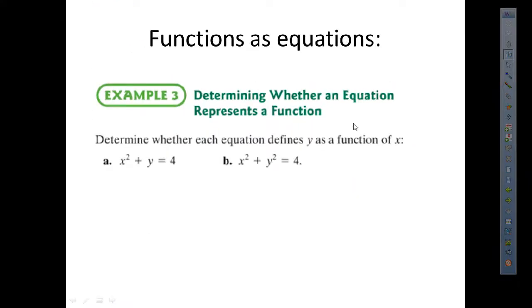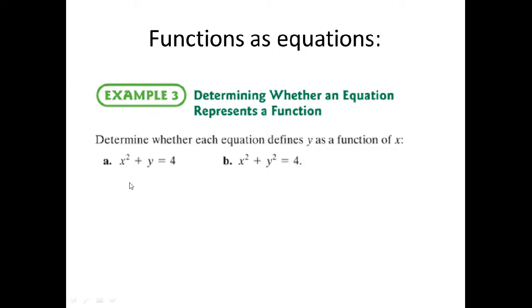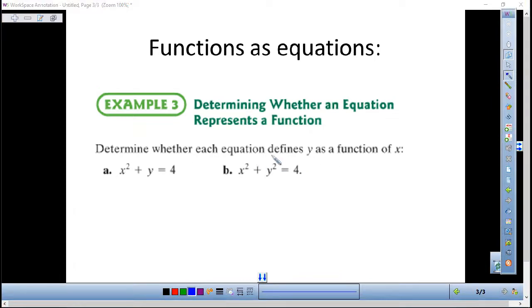Now, determining whether an equation represents a function, what you're going to do is solve for your y, and determine whether or not there's a plus or minus. Now, I'll show you a little more once we work into this, but determine whether each function defines y as a function of x. So if we solve this thing right here for y, all we're going to do is move the x squared over. So y equals negative x squared plus 4.